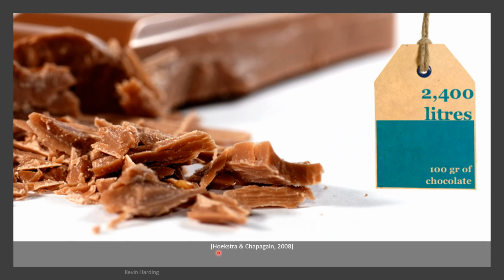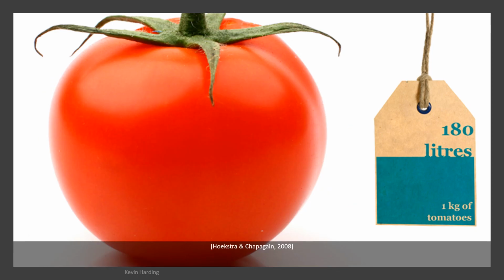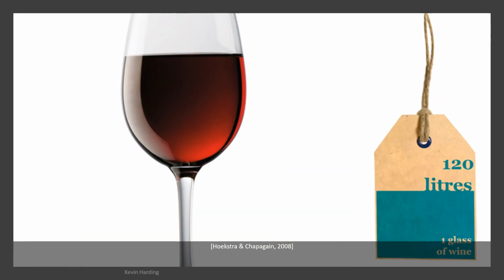So this, as I said, Hoekstra comes up quite often. So Hoekstra and Chapagain 2008. We've got chocolate, which is 2,400. Sorry, what's this? Sugar, 1,500. Tomatoes, 180. Wine, 120 for a glass of water. So just please note some of these. Check the units that we're looking at for each of these. That's for per glass of water.